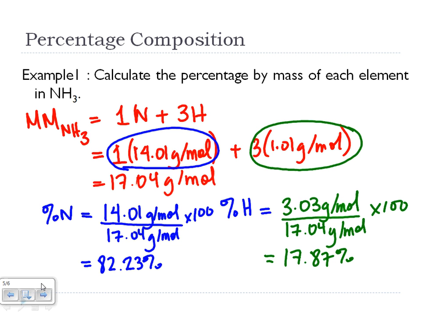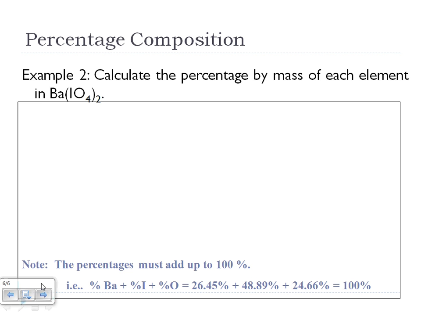Okay, now remember that your total should add up to 100, because I know that my compound is only made up of nitrogen and hydrogen, so when I add up my two percentages here, I should equal 100%. Which in this case I do. So let's do one more example.